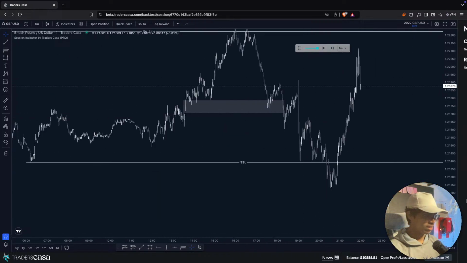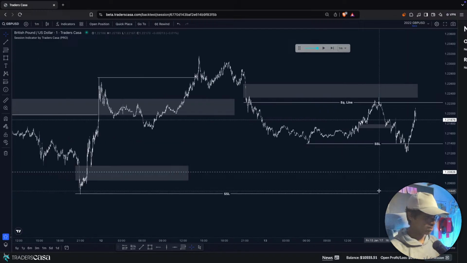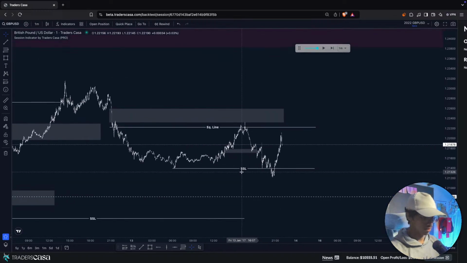See, it didn't take out the sell side liquidity with that much piercing. This is a kind of buy side liquidity created over here. So I think the price is going to go take out that thing. It's going to gyrate on Monday, gyrate here, then come back down.